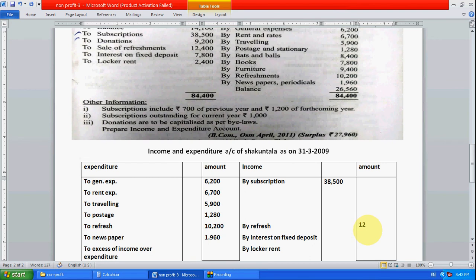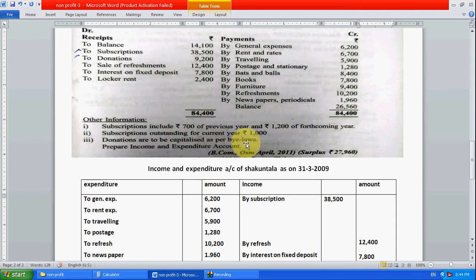Okay, 12,400 is the refreshment. Interest on fixed deposit is also income. Interest on fixed deposit is 7,800. Okay, now locker rent is 2,400. Okay, so all are over. Now what we have to do, we have to go for other information.